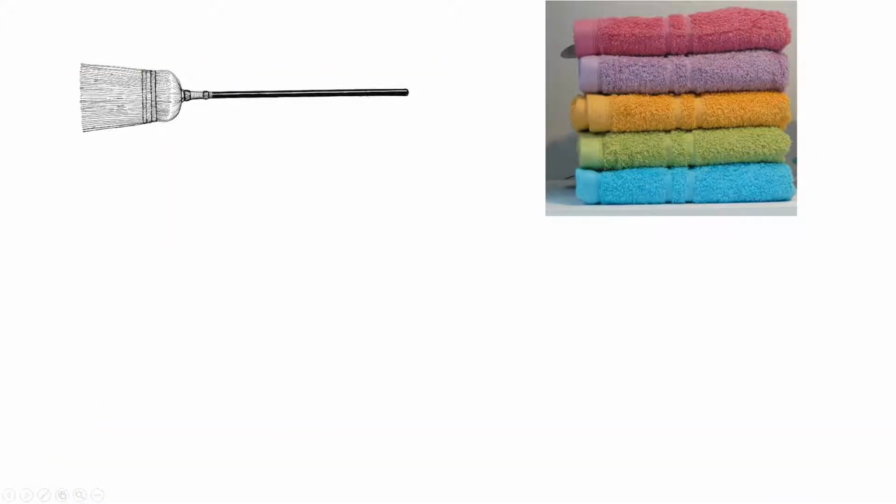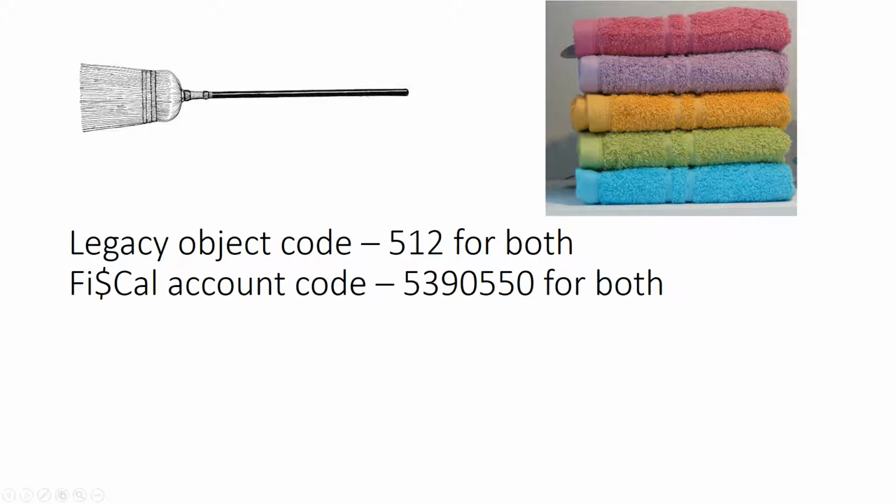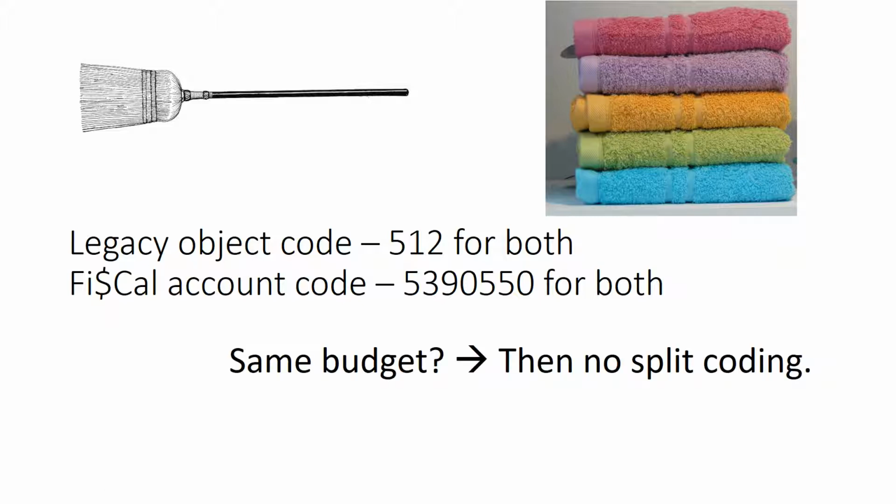For example, if you purchased a broom and some dish towels for your fire station, these would both be considered housekeeping items. In the past, they would both be given the object code 512. With Fiscal, that will be account code 5390550. If they are both being charged to the same budget, you wouldn't have to do any split coding. You would just use one line of coding per item. And both items would have the same coding, even though they would have different UNSPSC category codes. Category codes go in the itemization section, not the chart field section.